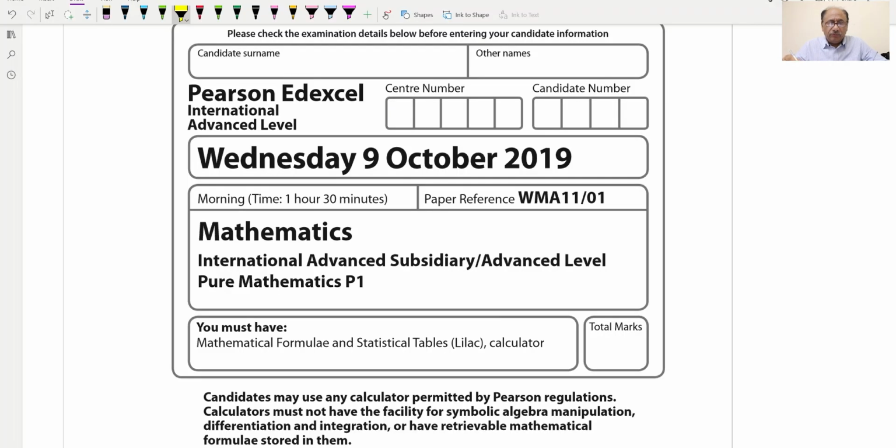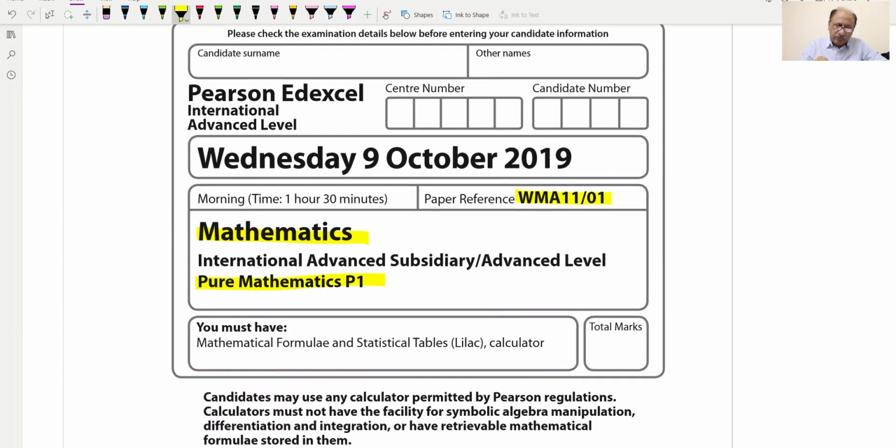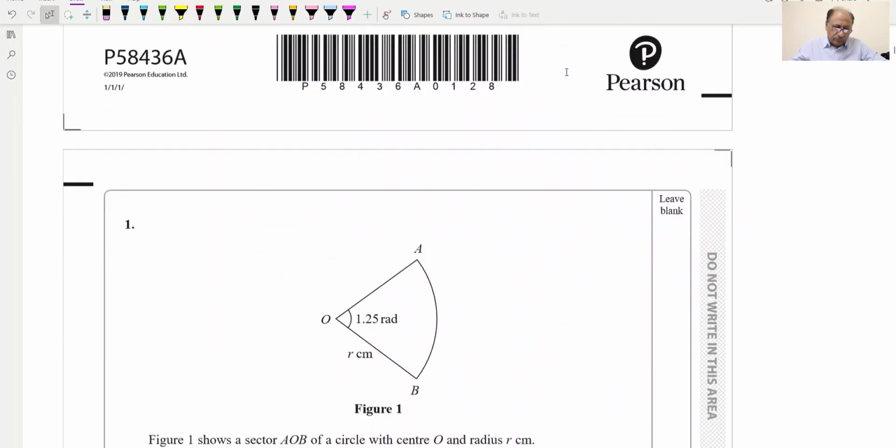Hello everyone. Today we'll be going through mathematics, pure mathematics P1, WMA11/01, October 9, 2019. Question number 1.